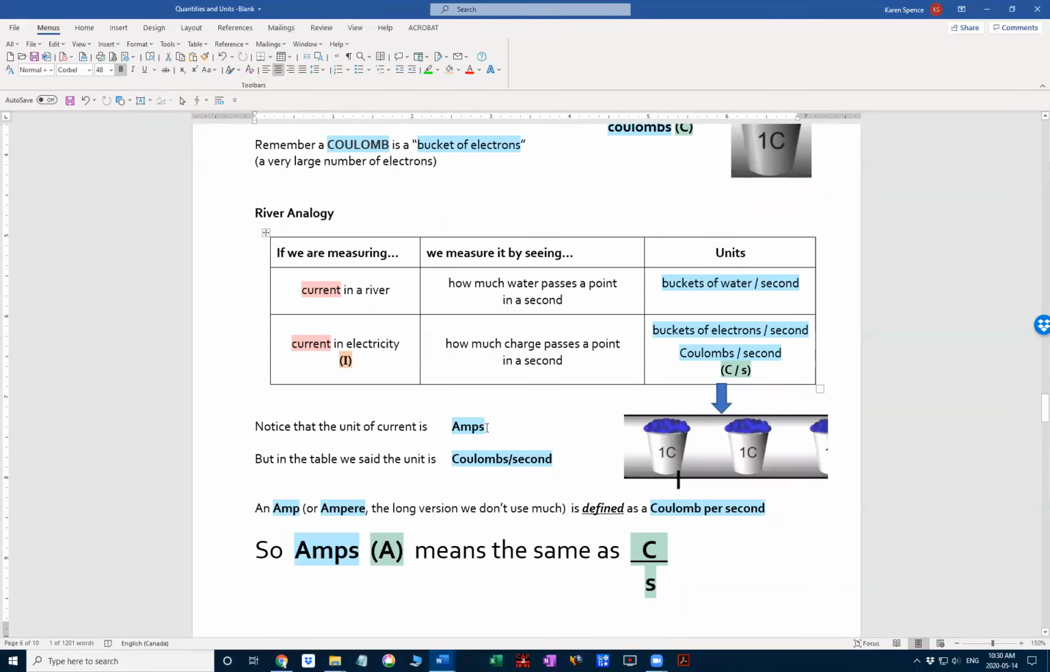So up top, I tell you that the unit of current is amps, but in the table, I'm telling you that the unit is coulombs per second. And the reason is that those two things are actually the same. An amp, or an ampere, is actually defined as being a coulomb per second. So amps means the same as coulombs per second. Okay.